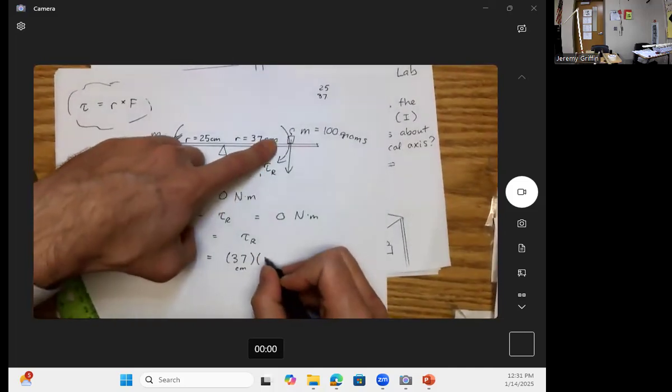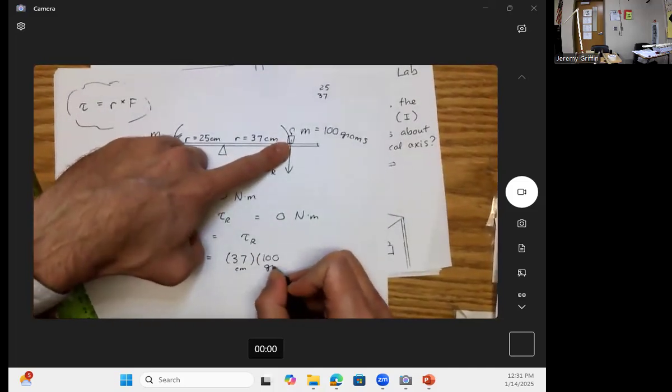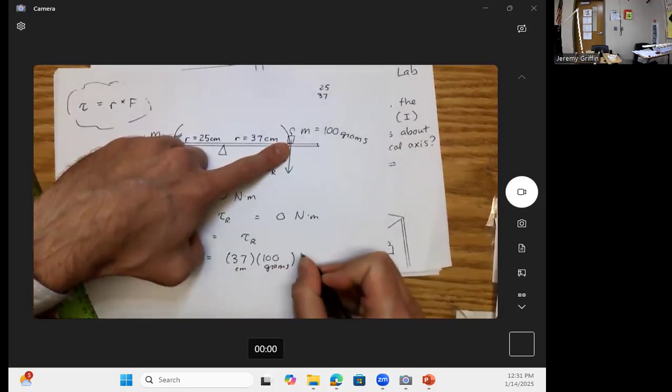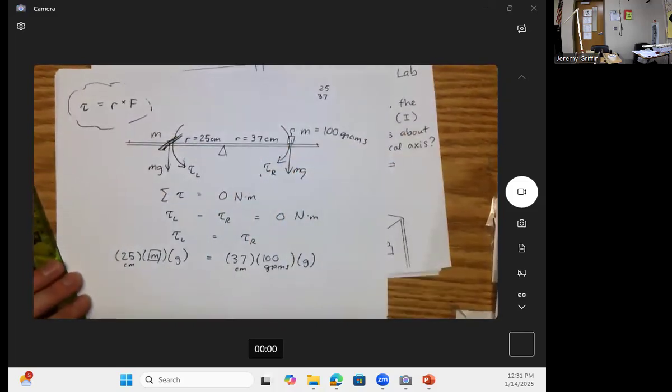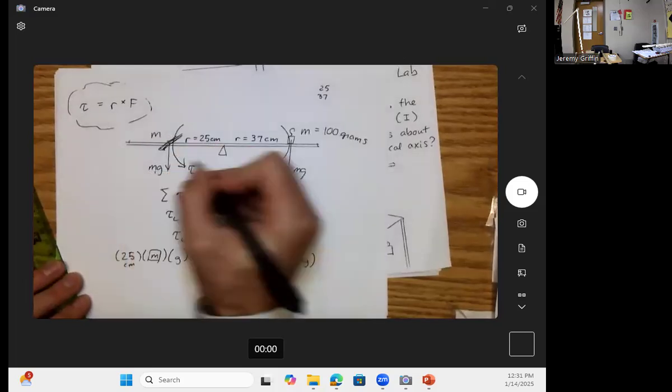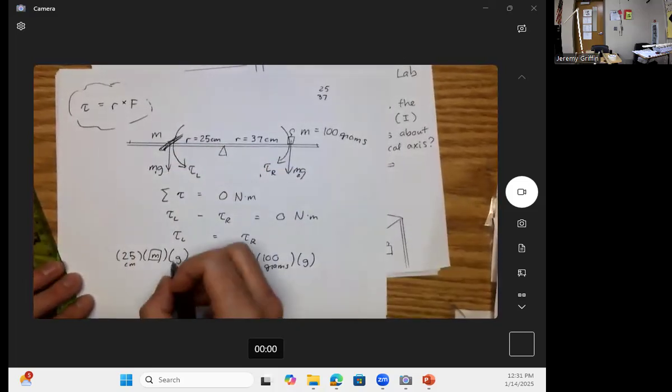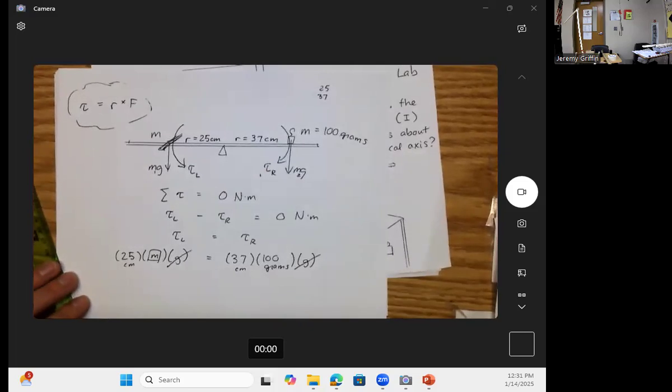I've got a known 100 grams and Earth gravity to turn it into a weight. Some mg over here. Maybe m1g, m2g. Right. Now Earth gravity cancels. So if I took this up to Mars, would it look exactly the same and balance the same, give me the same mass? Yeah. Okay. All right, we're going to solve for this.